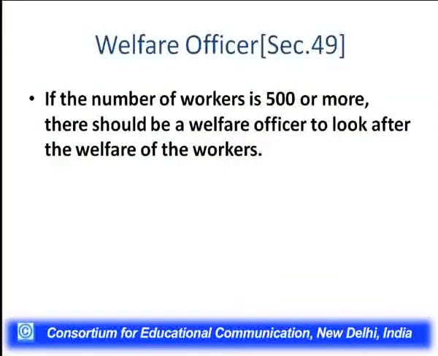Section 49 is regarding the welfare officer, which says if the number of workers is 500 or more, there should be a welfare officer to look after the welfare of the workers. Again, he would be the employee of the organization and not a state employee. So, in case the number of employees is more than 500, a welfare officer shall be employed in such a factory. So, basically, let's see the summary of these welfare provisions.